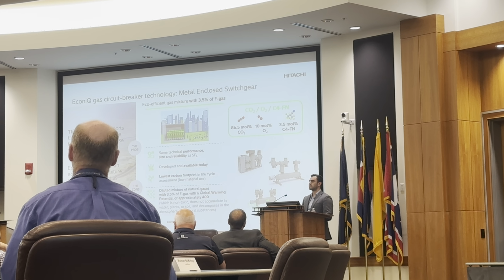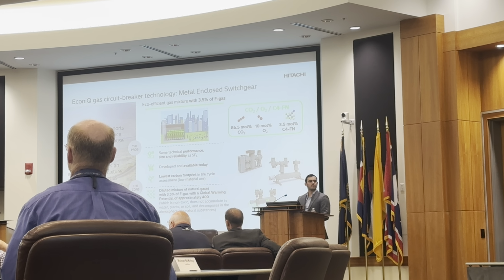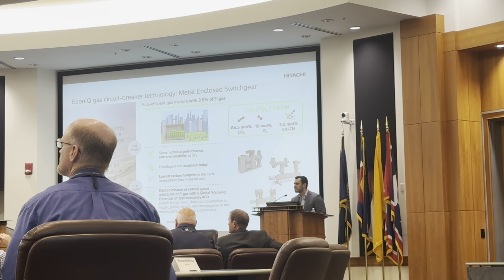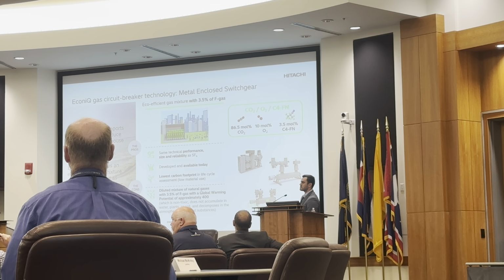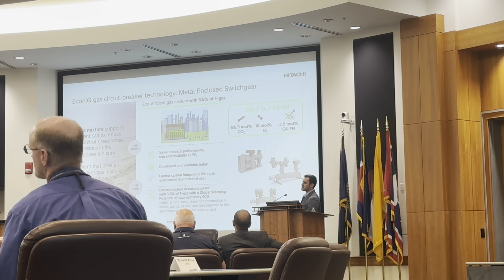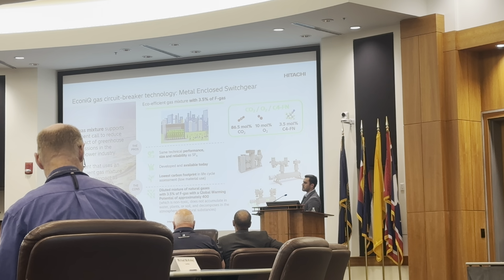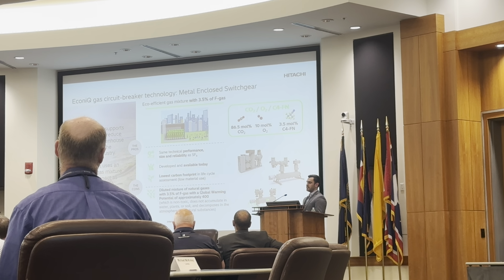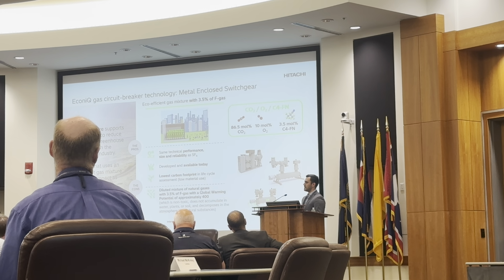Are the units for this product bigger than the SF6 product, like for dead tank or GIS? Sorry, can you repeat that? Is the equipment sizing larger? You mentioned that it's a bigger tank on the Econic product for either dead tank or GIS, but is the equipment larger than what you would see in the SF6 equipment? It's slightly larger, but it's not more than a foot. It also really depends on which technology you're looking at.